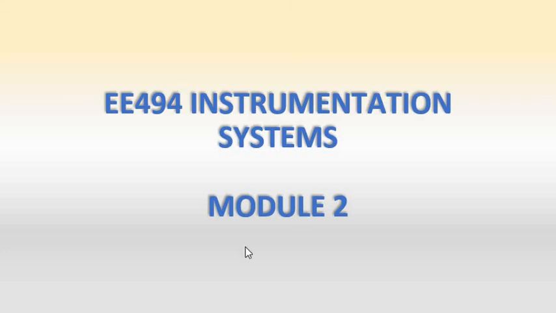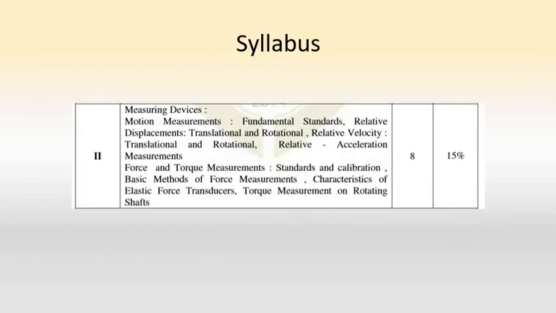Hello all. So in today's class we are going to start module 2 of instrumentation systems, and from this module we are going to learn about various measuring devices, that is the devices for measuring motion, force, torque, pressure and all. So in module 2, we are going to learn motion measurements, that is displacement measurements as well as velocity and acceleration. Displacement measurement devices, velocity measurement devices and acceleration measurement devices, and the definitions and various principles of those devices.